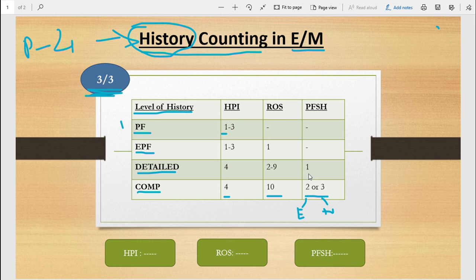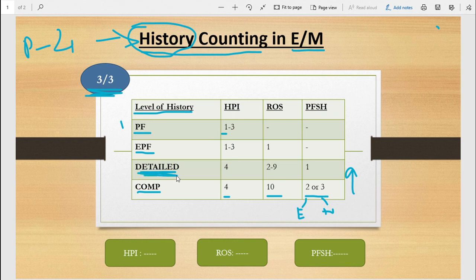But here, what happened? 4 points in HPI, 10 points in ROS, but in your report only 1 point in PFSH. So we should not give comprehensive level here because at least 2 should be required. So we have to go one step back. One step back means this is detailed. So we have to go with detailed.